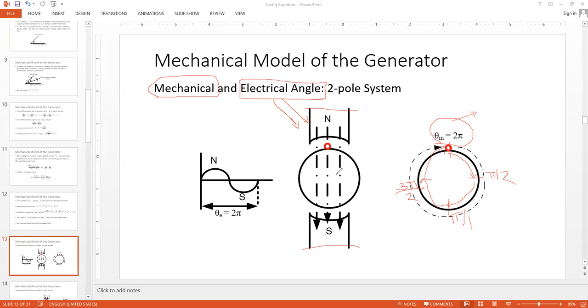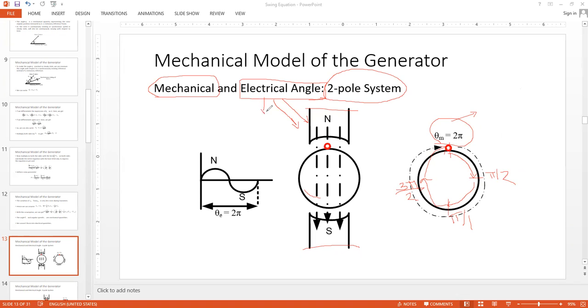Now we come over here. Let's say our machine is a 2-pole machine. So we have a north pole and a south pole, and the flux lines come out from the north pole and enter into the south pole. And this is the rotor core. Let's say we are sitting over here.